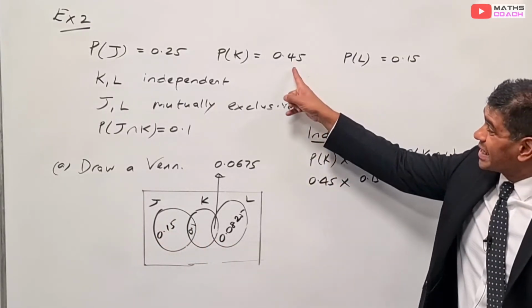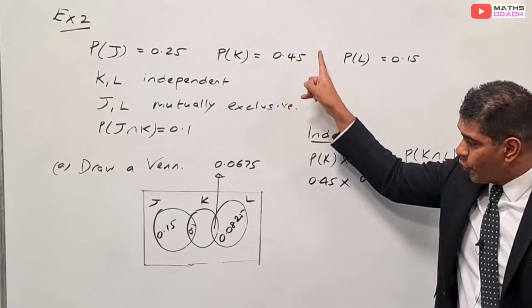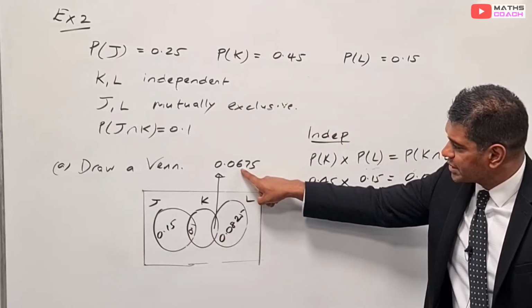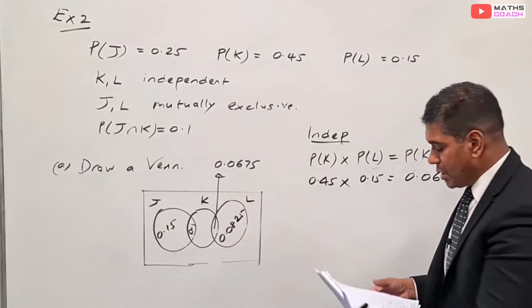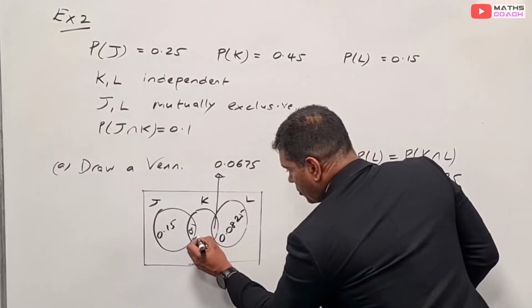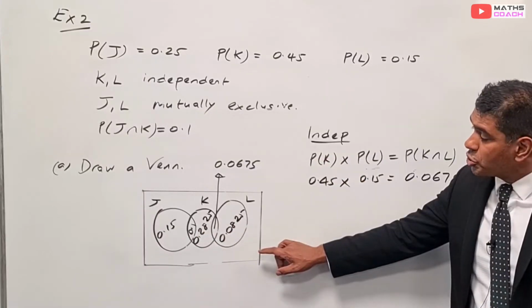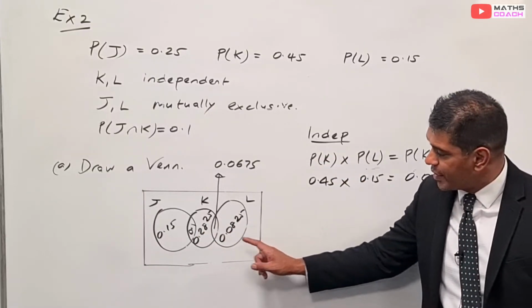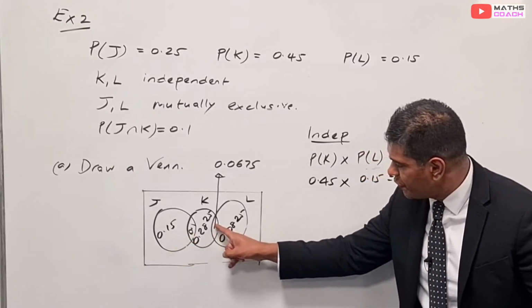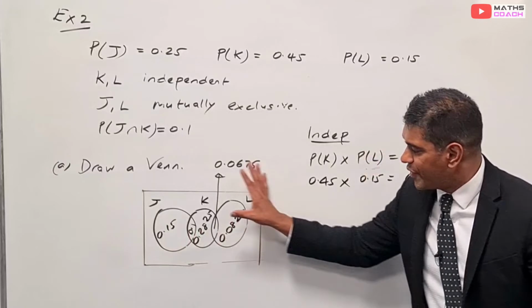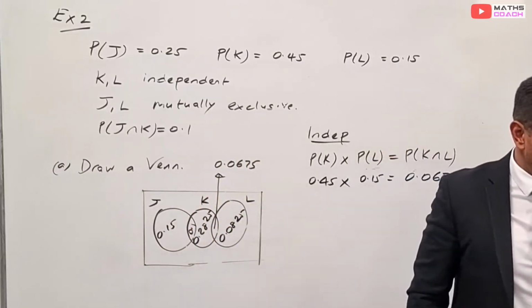We also know that K is made up of 0.45. Well, at the moment, I've got 0.1, I've got 0.0675, which means that middle number must be 0.2825. So what do we need to now work out to finish off this Venn? Well, I've got 1, 2, 3, 4, 5 values. I need to work out that 6th value. We know all of these events add up to 1, so let's just subtract it from 1.